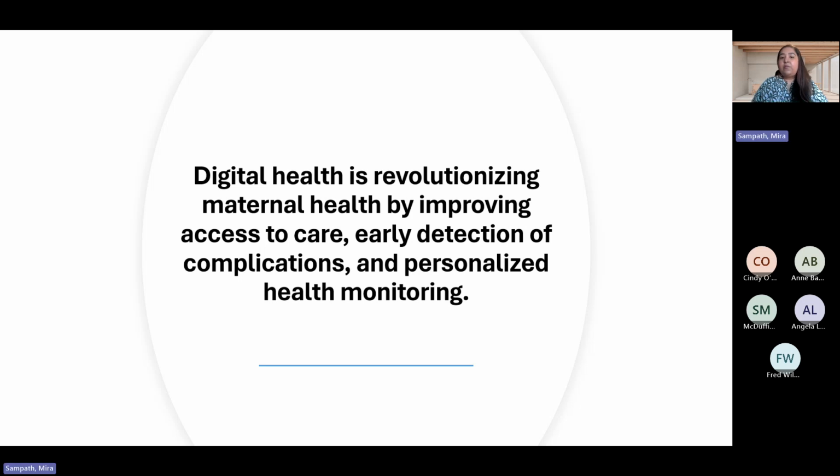As we've been learning throughout these couple of weeks, digital health is revolutionizing maternal health by improving access to care, early detection of complications, and personalized health monitoring. So it can be really, really useful in this context.